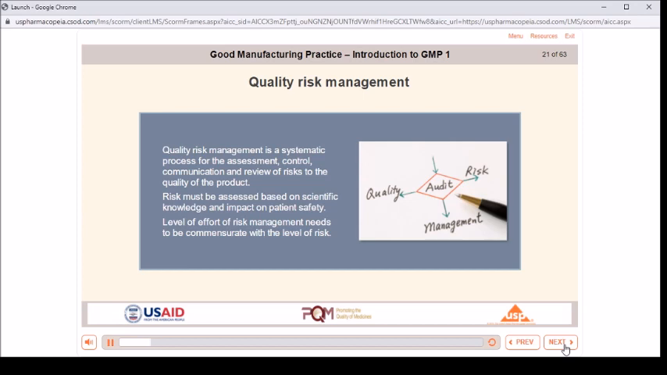Quality risk management. Quality risk management is a systematic process for the assessment, control, communication, and review of risks to the quality of the product. Risk must be assessed based on scientific knowledge and impact on patient safety. Level of effort of risk management needs to be commensurate with the level of risk.